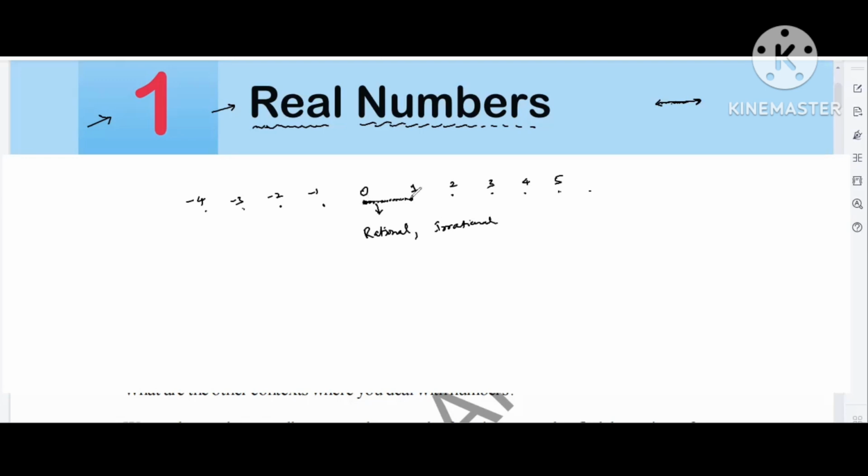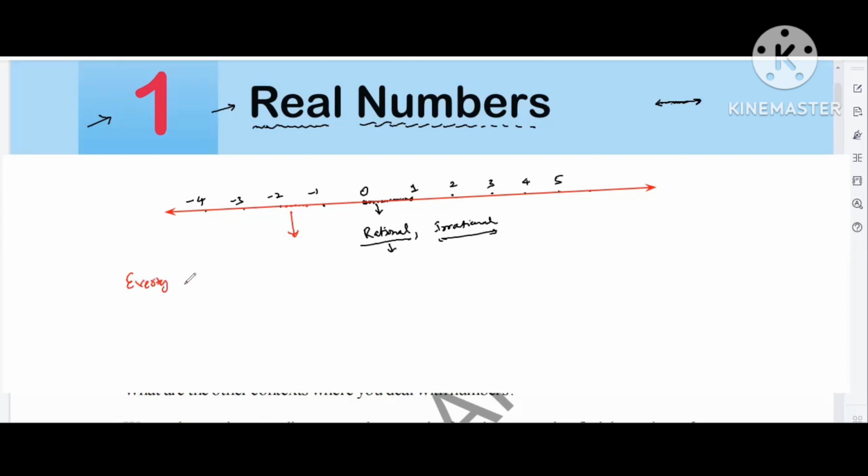In 8th class you already learned that between any two rational numbers there exist infinite rational numbers, and also infinite irrational numbers. So the number line is a set of infinite points, and every point on the number line represents a rational or irrational number.